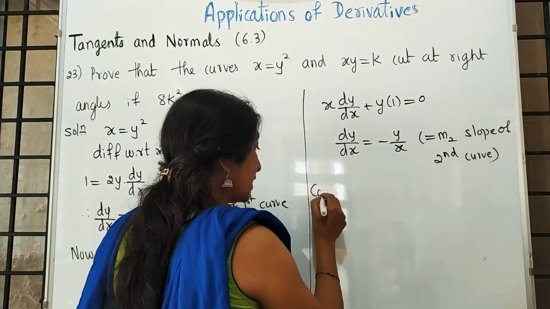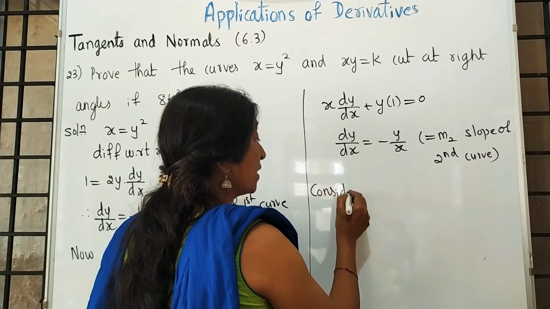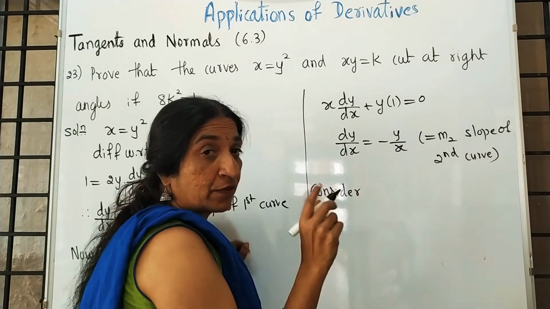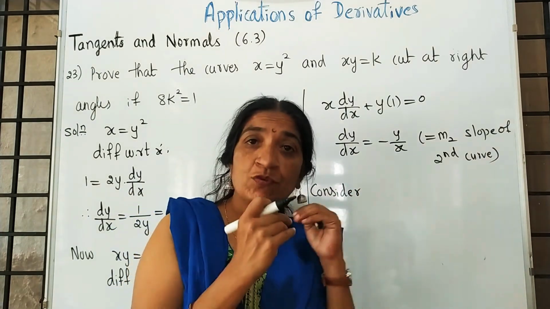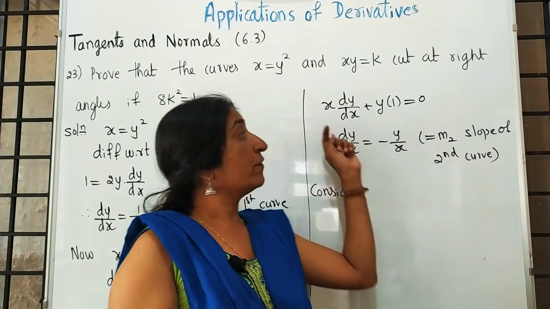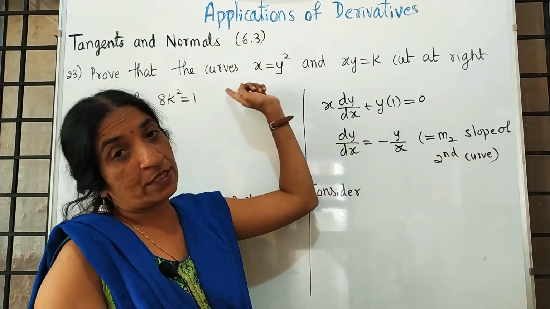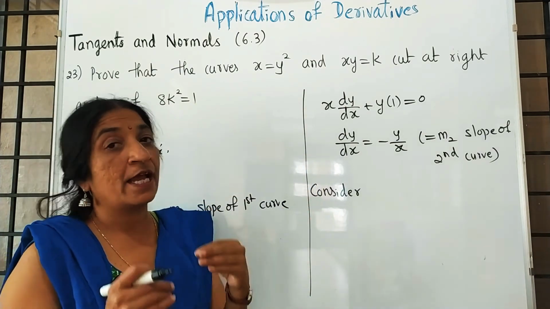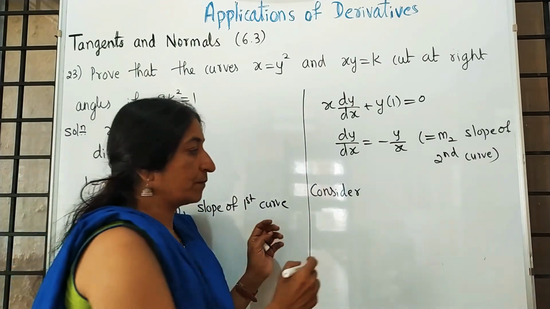Next, consider we have to show that m1 into m2 is equal to -1. It is not given. We have to show that if m1 into m2 is equal to -1, then whatever tangents you are drawing for these curves, they are at right angles.